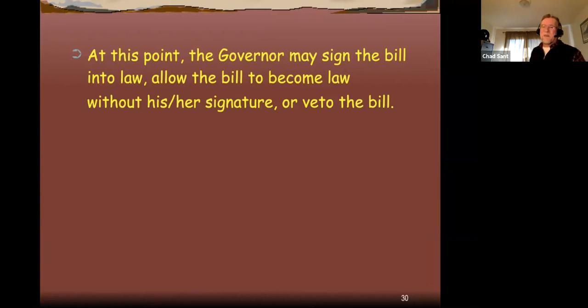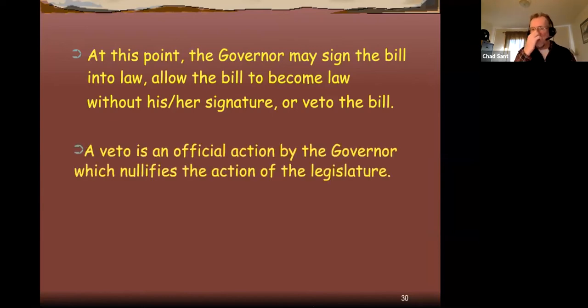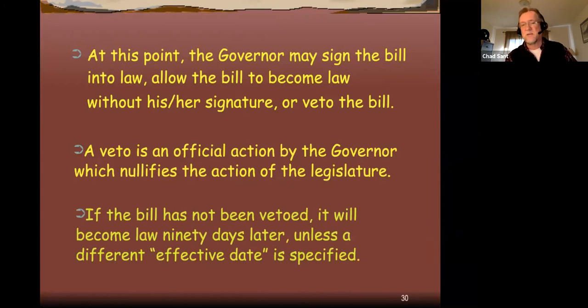All right, so at this point, the governor may sign the bill into law, allow the bill to become law without their signature, or they can veto the bill. And veto is an official action by the governor which nullifies the action of the legislature. As you can probably guess, it is very controversial when straight out vetoes happen. If it does happen, then usually it can be overridden by the legislature. Sometimes vetoes will require a 2/3 majority. Other times they will require a 3/4 majority. So that's really important to understand too. Just because the executive decides that the bill is not worthy does not necessarily mean that the bill won't become law.